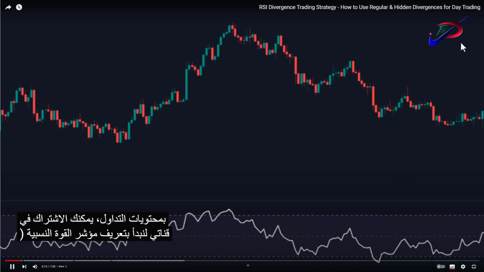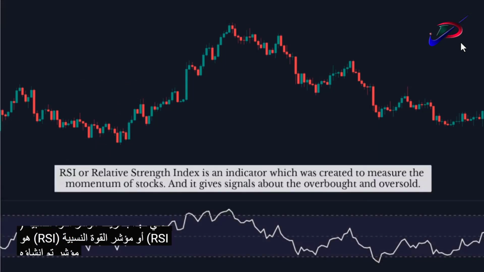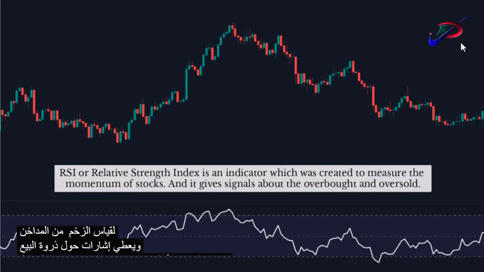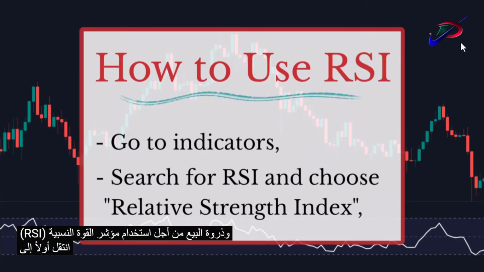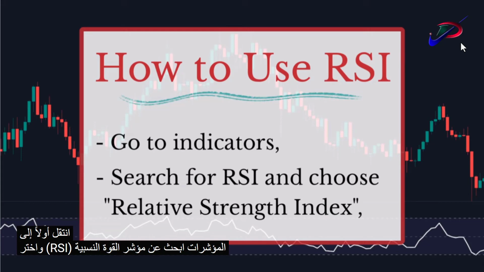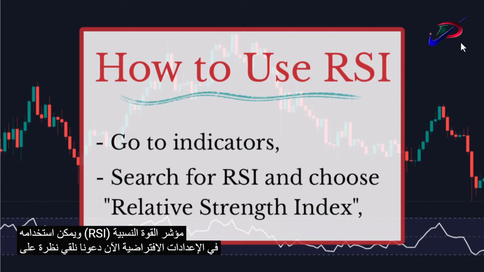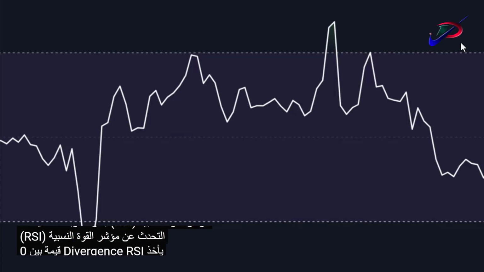Let's start with the definition of RSI. RSI, or Relative Strength Index, is an indicator which was created to measure the momentum of stocks, and it gives signals about the overbought and oversold. In order to use RSI indicator, first go to Indicators, search for RSI and choose Relative Strength Index. It can be used in default settings. Now let's look at RSI indicator quickly, and then we can talk about RSI divergence.